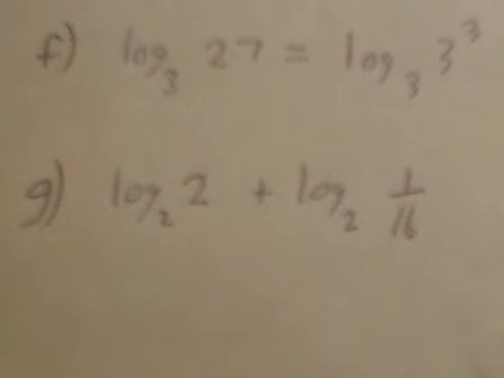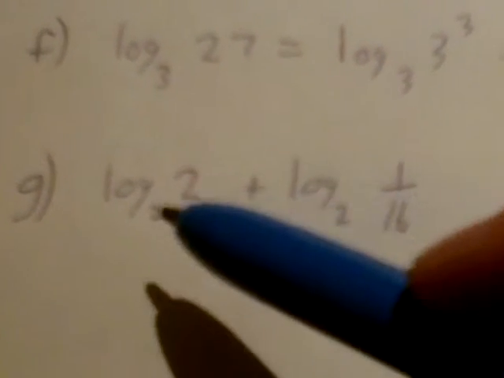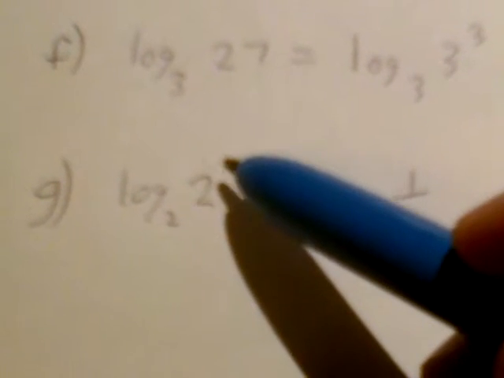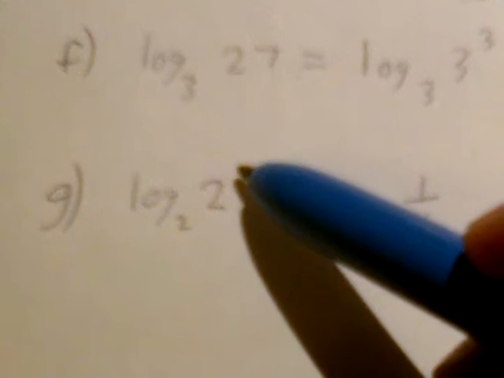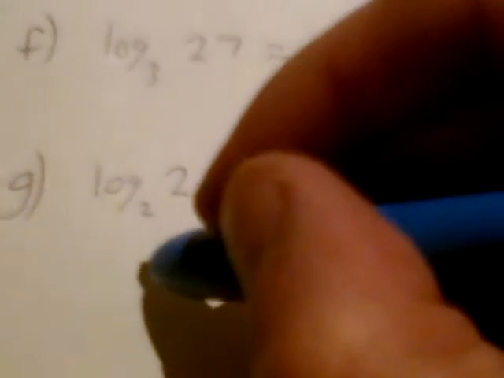And our last problem. Again, it's kind of similar to the previous ones, just with a little addition. No big deal there. So log base 2 of 2 to the, well, 2 to the first, because 2 is just 2 to the first. So log base 2 of 2 to the first is just 1.